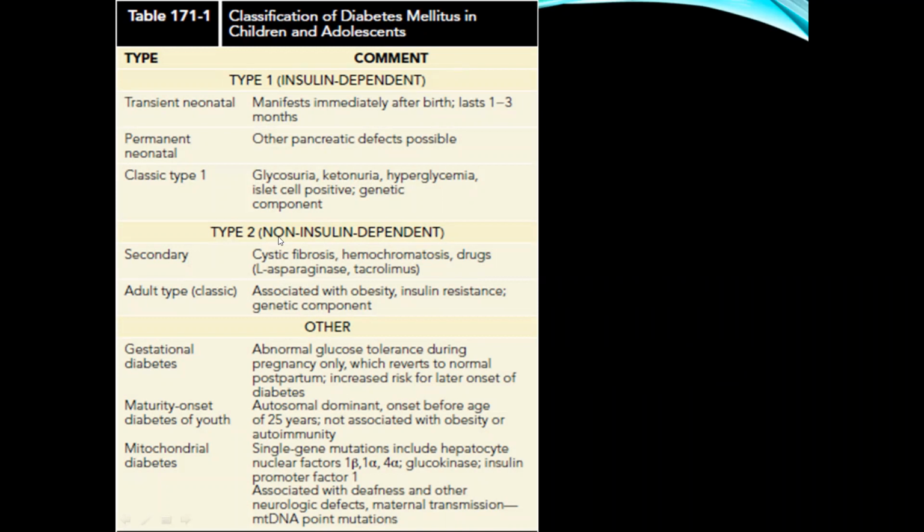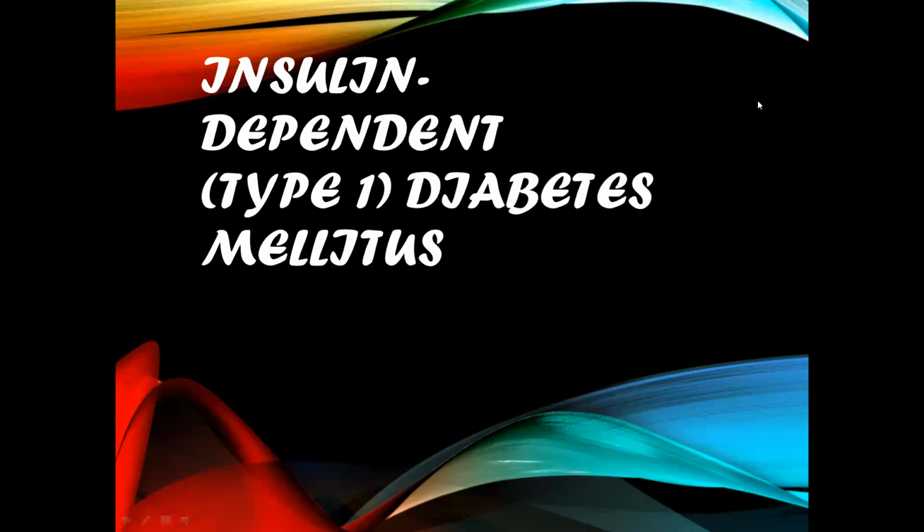And we also have type 2, non-insulin dependent. We can have secondary type 2 diabetes mellitus, which occurs in cystic fibrosis, hemochromatosis, and due to some drugs. Then there's adult type classic, which we're also going to discuss. This is associated with obesity, insulin resistance, and a genetic component. Then we have other types of diabetes, such as gestational diabetes, maturity onset diabetes of youth, or mitochondrial diabetes. We're going to begin with insulin dependent, which is also known as type 1 diabetes mellitus.